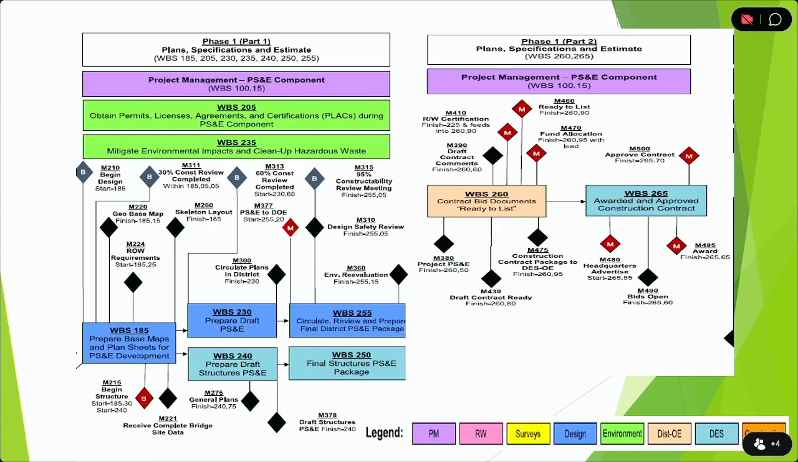If your project has permits, you're going to have the 205, 235, and if you have structures, you're going to have the 240 and 250, and all the other tasks. And the major milestones are 460. As a project manager, if you're able to get the project to achieve milestone 410, right of way certification, and milestone 460, that is a big achievement. That's milestone 460, the RTL of the project.